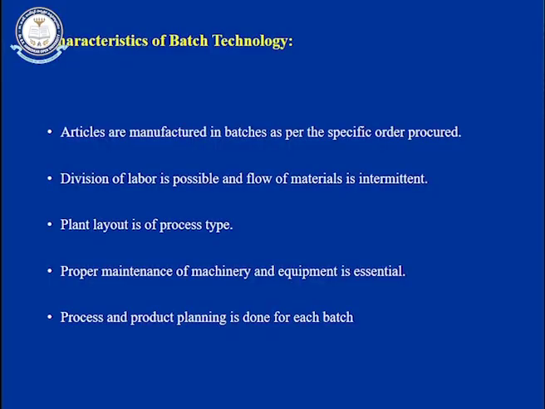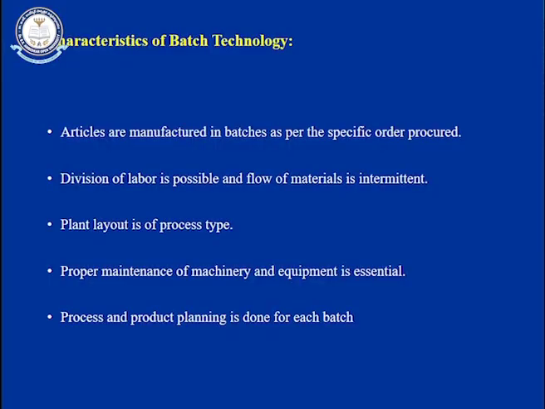The items or the articles are manufactured in batches as per the specific order procured. So, you procure the order for different types of items and then you are producing this. Division of labor is possible and flow of materials is intermittent. Probably you would have learnt about division of labor when you studied about the principles of management. So, here specialized labor for different types of activities is possible.